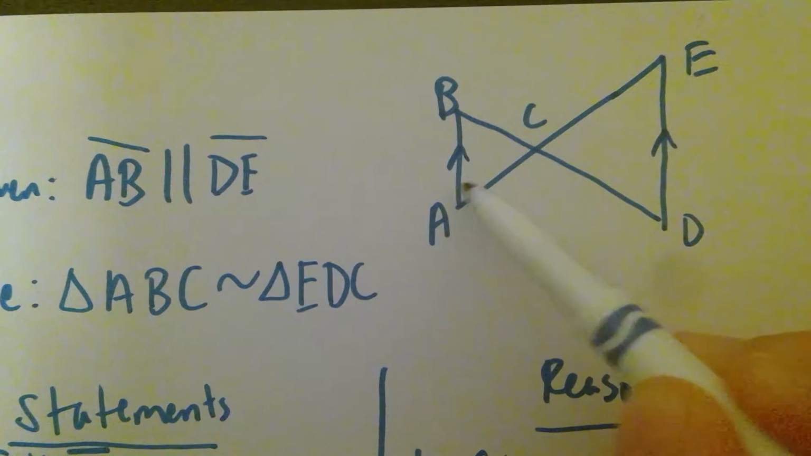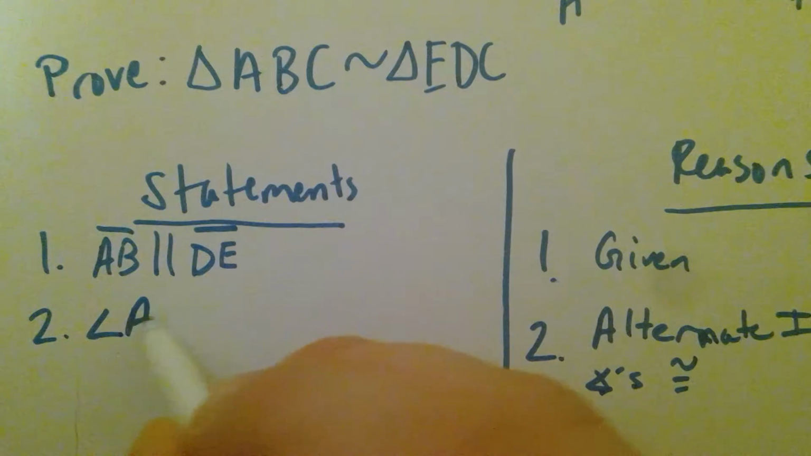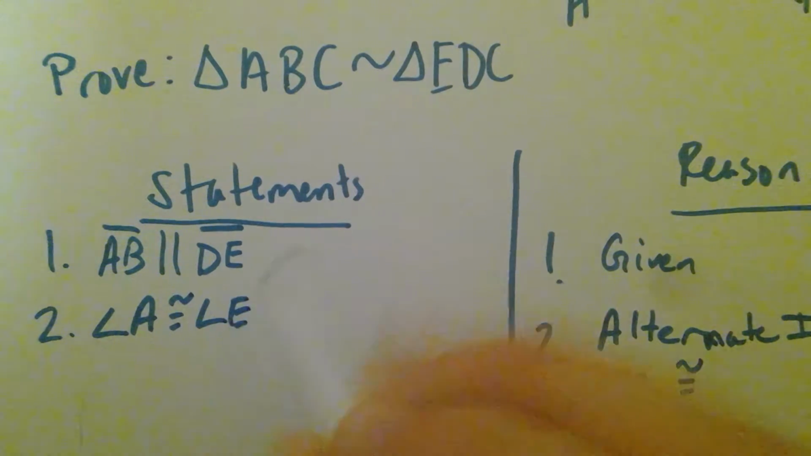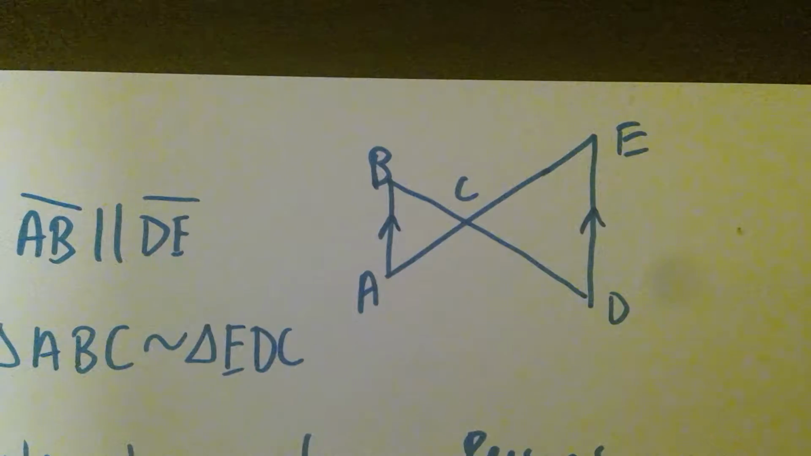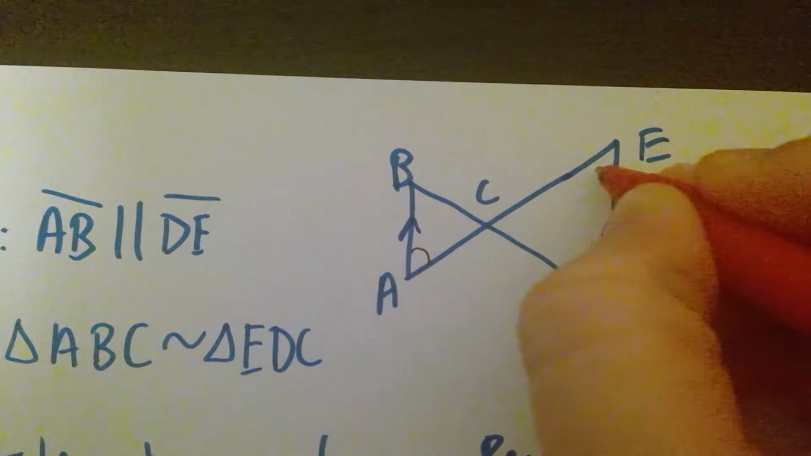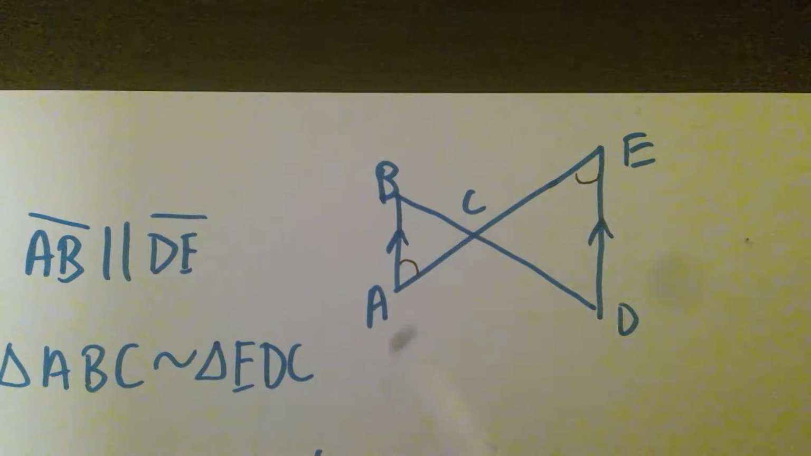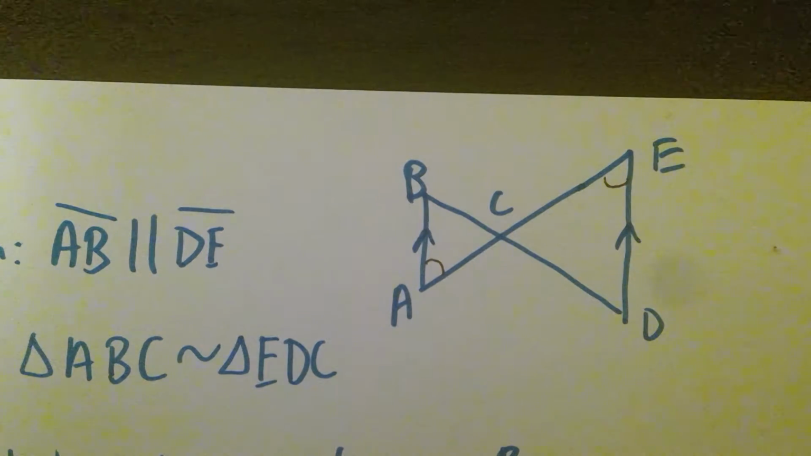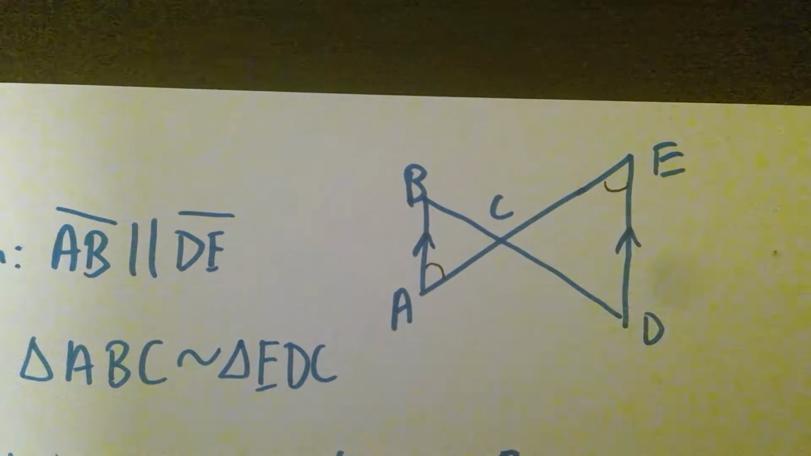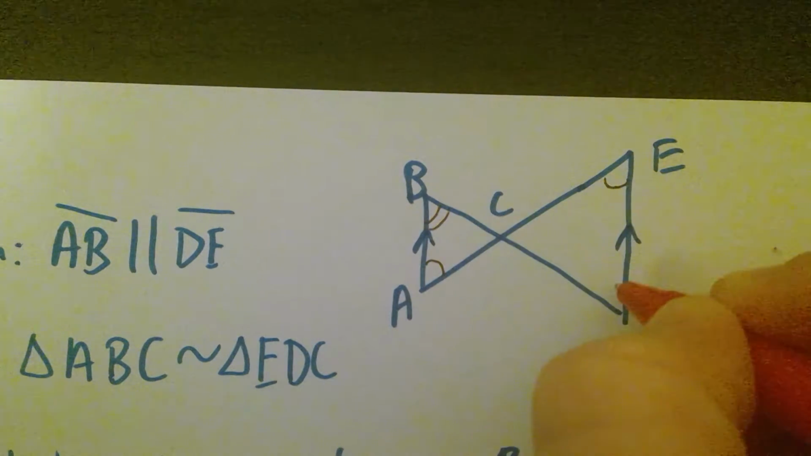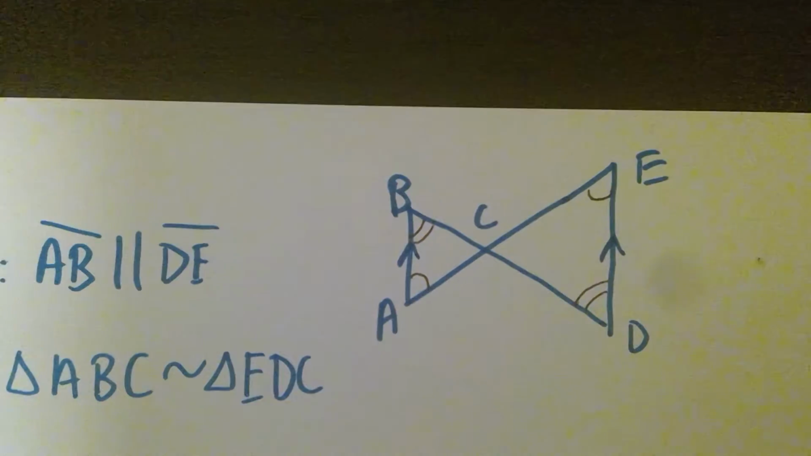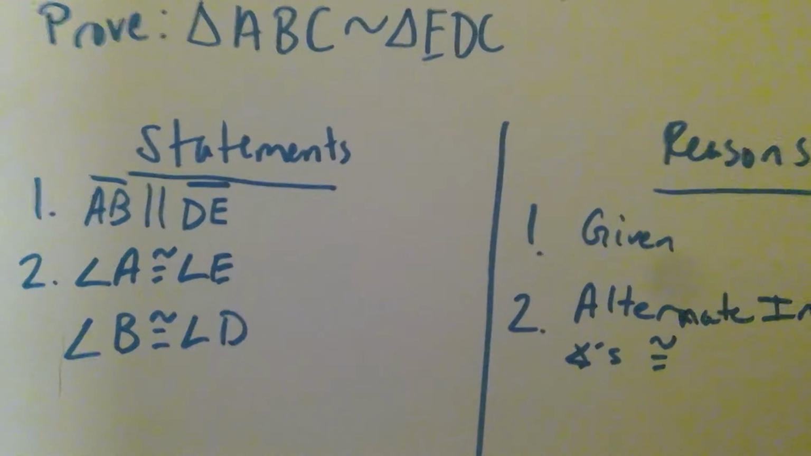So we've got angle A and angle E. Nice and quick there. Angle A is congruent to angle E. Let's go ahead and mark that as well. Angle A, angle E. And those are alternate interior angles. We also have angle B and angle D that are alternate interior angles. We'll label those as well. And I went ahead and wrote those down in our statement column as well.